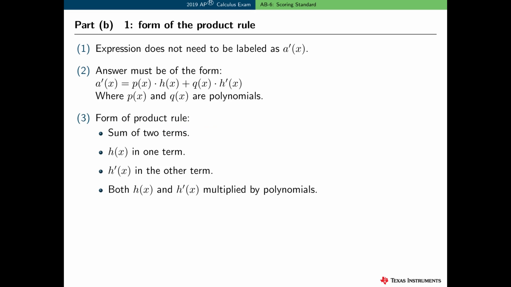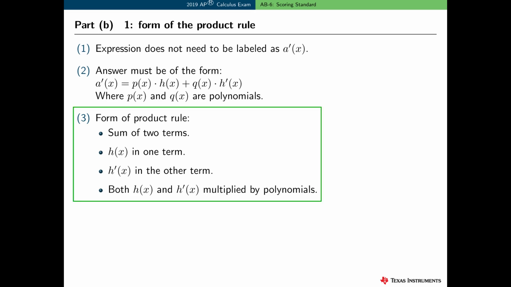Students had to find both a prime of x and a prime of 2. In order to find a prime of x, students needed to use the product rule. So the first point here was sort of a concept point for demonstrating the general correct form of the product rule. Now the expression presented does not need to be labeled here as a prime of x. However, the expression must be in this form, where p of x and q of x are polynomials.